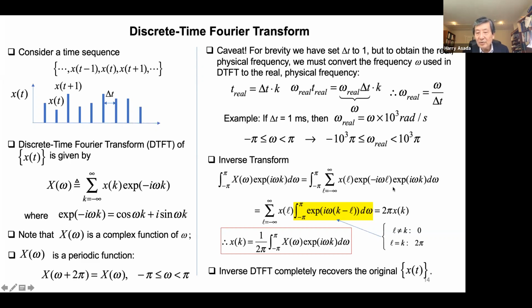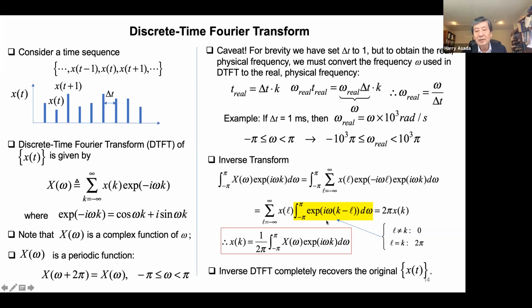Combining these two exponentials, we get exponential i omega (k minus L). What we do here is keep x(L) and the rest of the part, and we swap the summation and the integral. Looking at this integral, the exponential contains cosine and sine. If you integrate it from minus pi to pi, over one full period, most of the cosine and sine terms become 0.